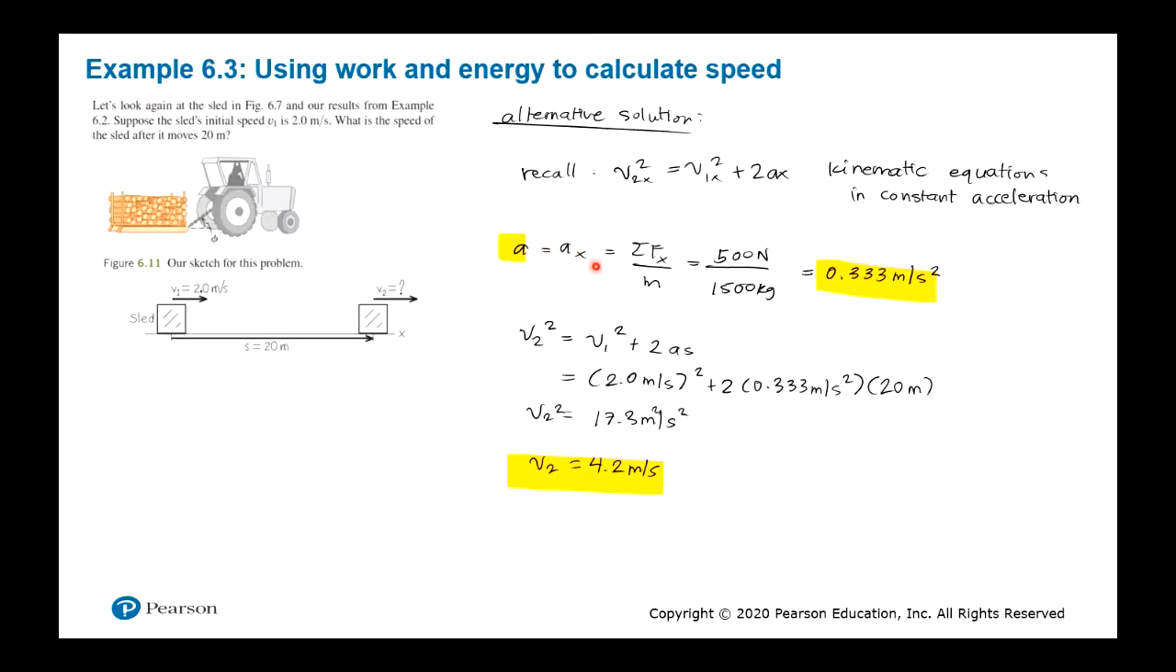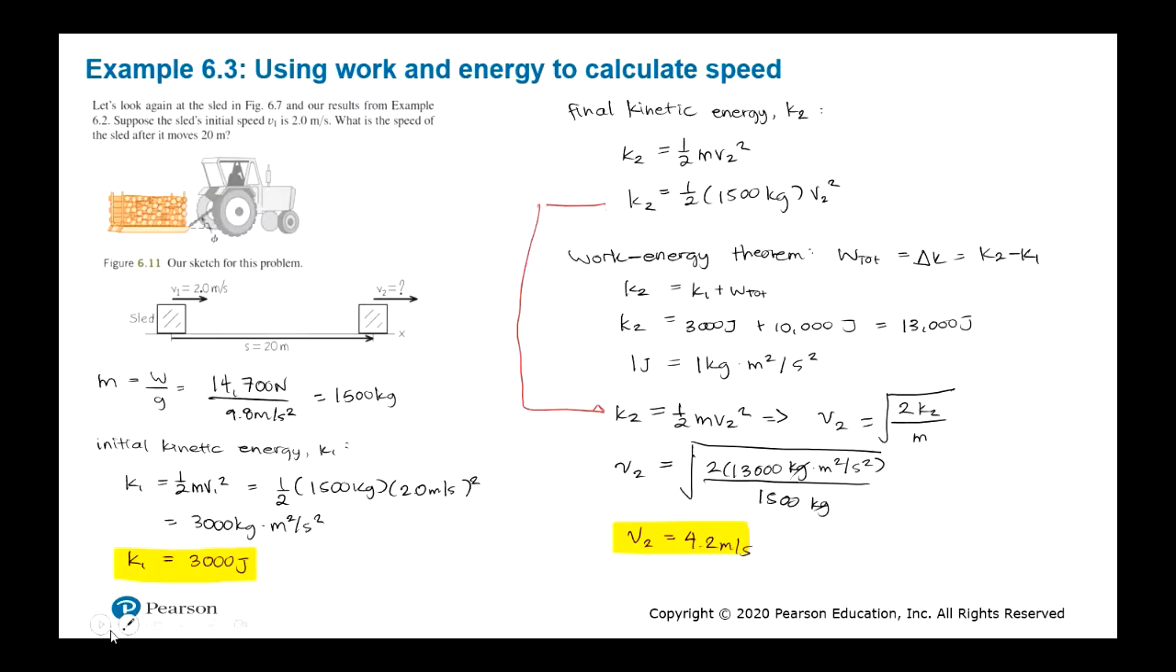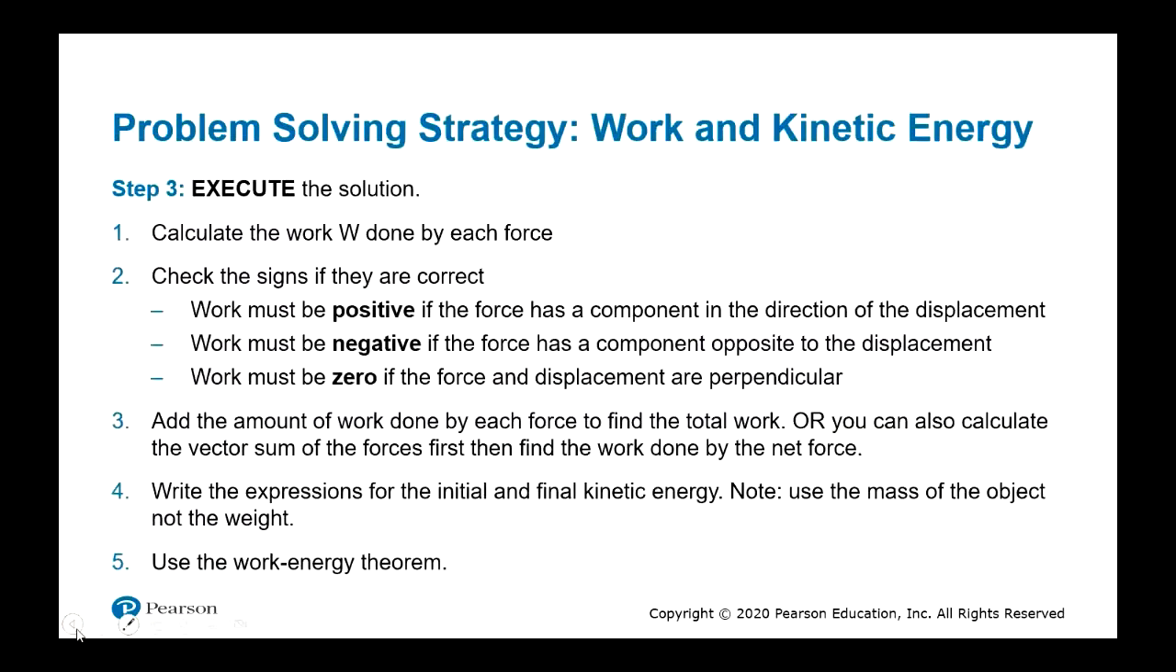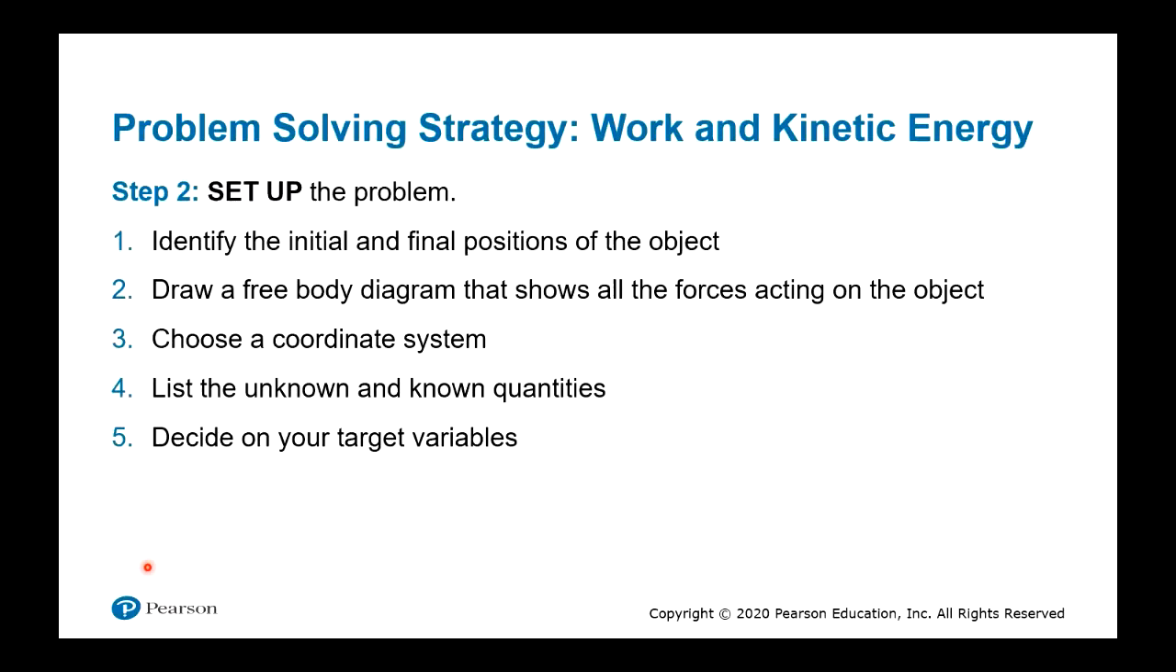So ax comes from Newton's second law, F equals ma, but we're only getting the x component, because that is where the direction of motion is. So that's why it's 500 newtons over 1,500 kilograms. We got the mass the same way, m equals w over g. And then we also got the force. Oh, I did not show it here. Sorry, it's from the previous problem.